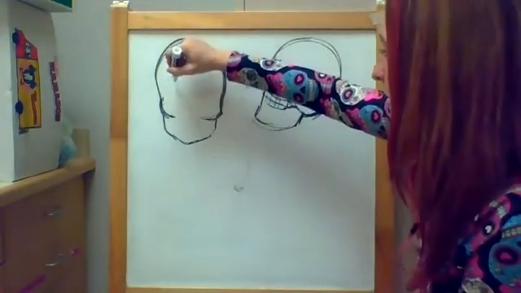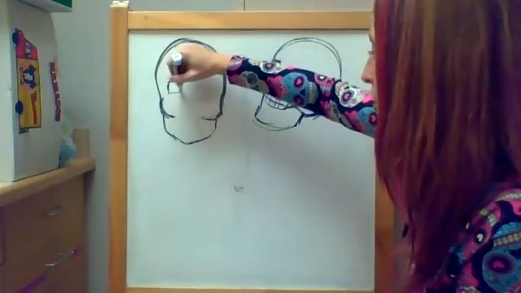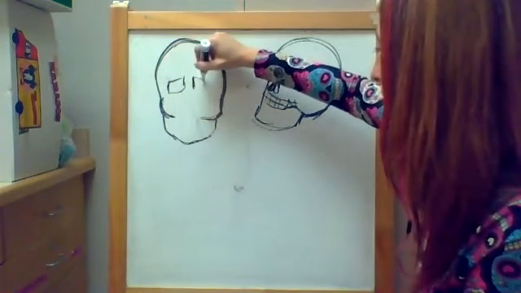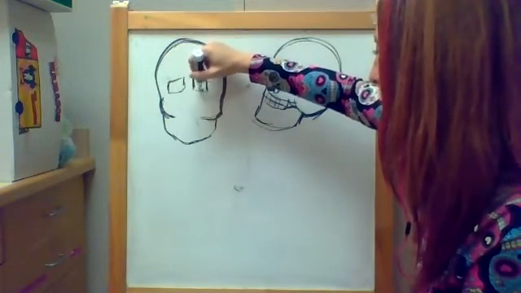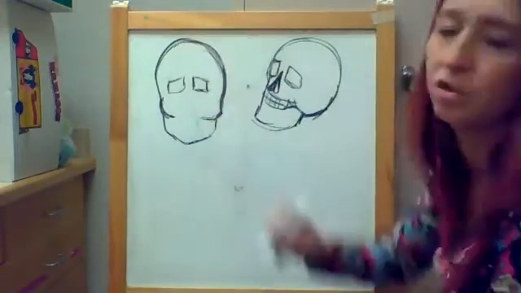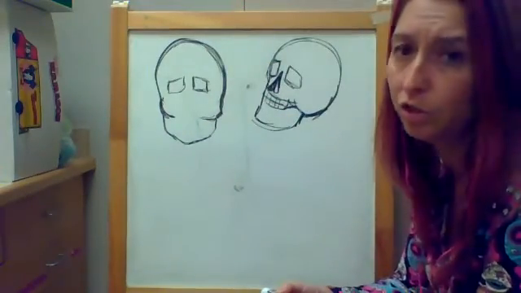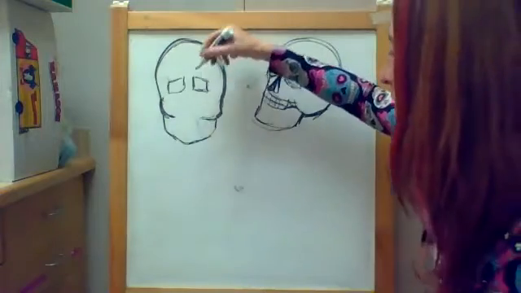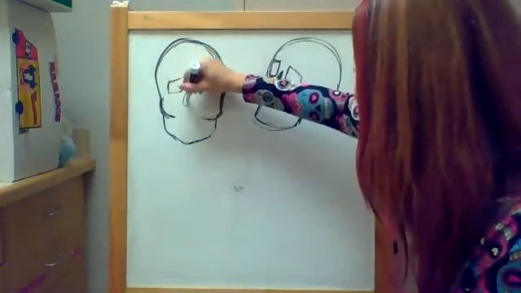Over here, I'm going to do more of a squarish shape of eye sockets. So remember, anything you do on one side, you want to do on the other side. You can do them more straight on squares. You can do them more circular. I prefer to do kind of angled squares.